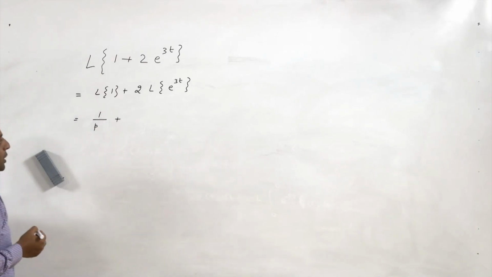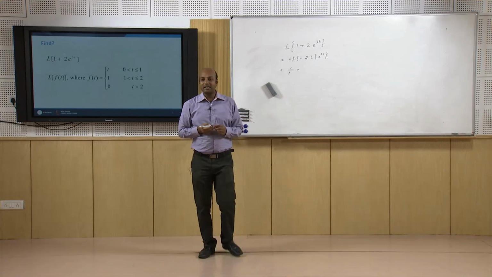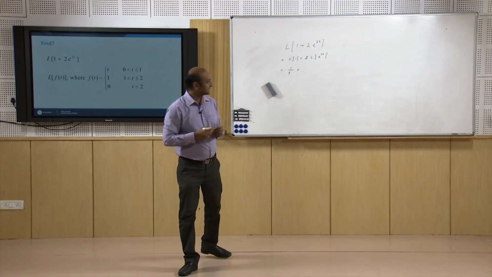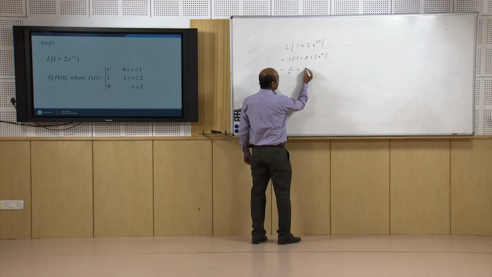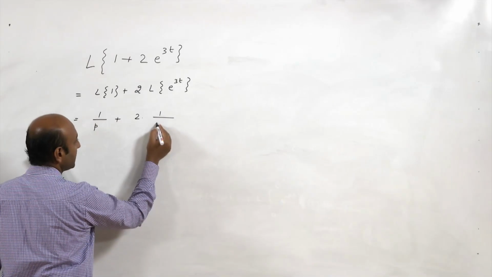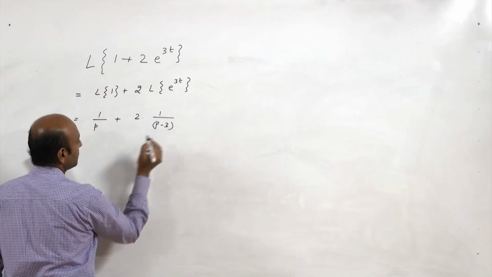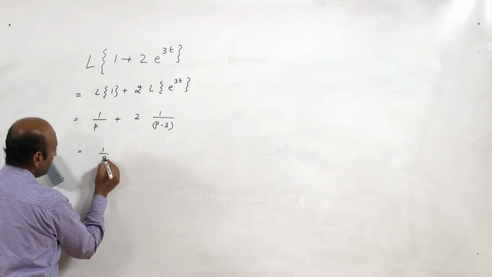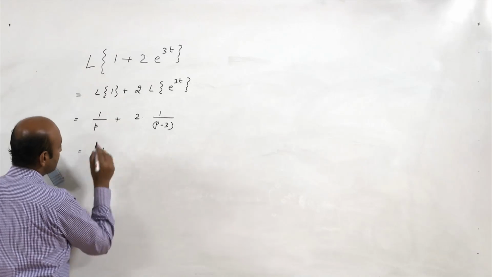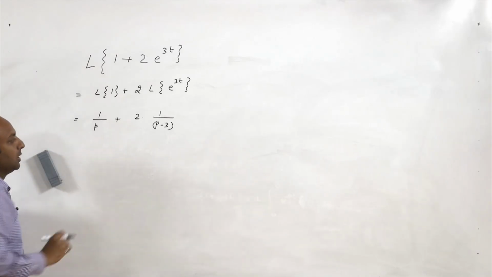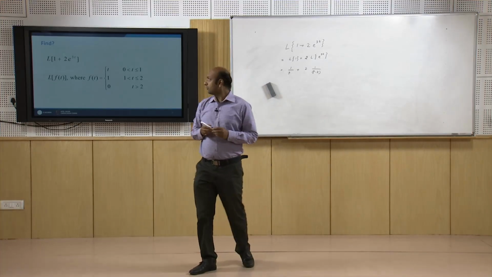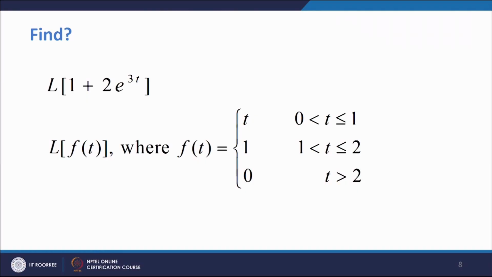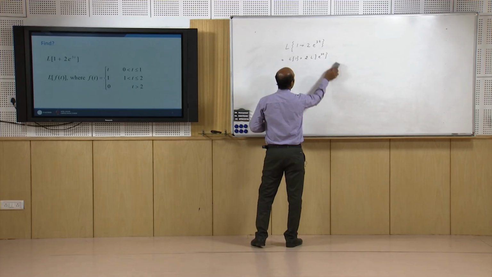So it is nothing but 1 by p plus, now what is Laplace transform of e to the power 3t? It is nothing but 1 upon p minus 3. So it is 2 into 1 upon p minus 3. So this will be 1 upon p plus 2 upon p minus 3, and we can take the LCM and simplify. So we can get the Laplace transform of the first problem, 1 plus 2 e to the power 3t. Now we have the second problem.